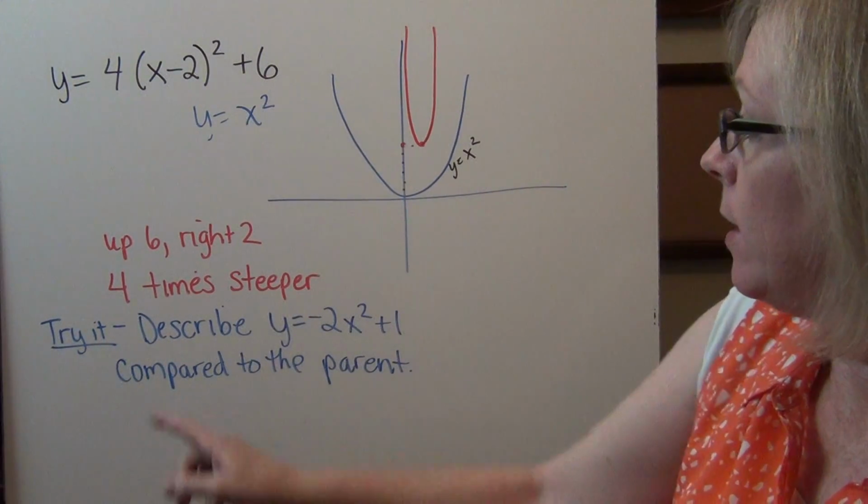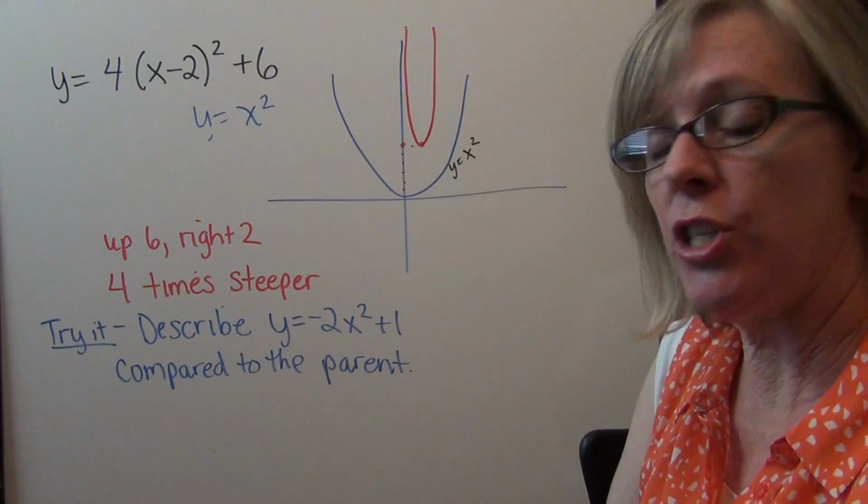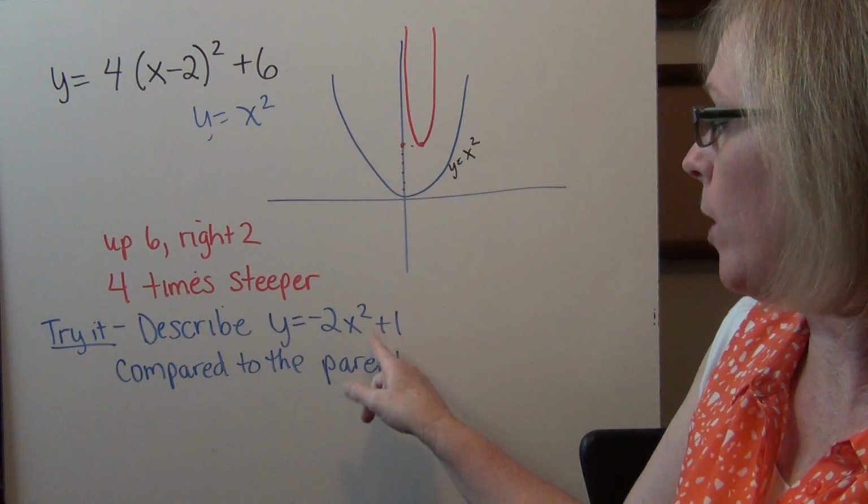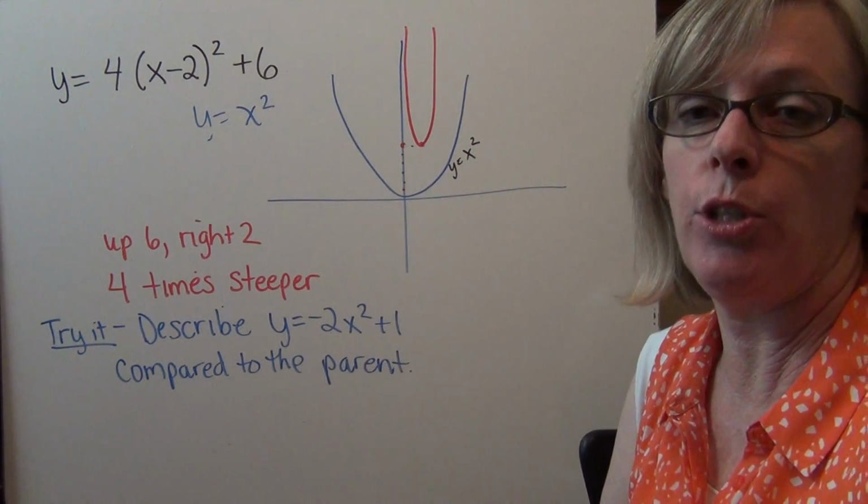Okay, so I want you now to pause the video for just a second and describe what you think y equals negative 2x squared plus 1 will look like compared to its parent function.